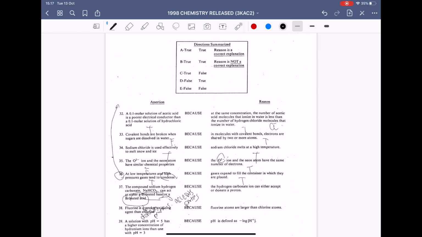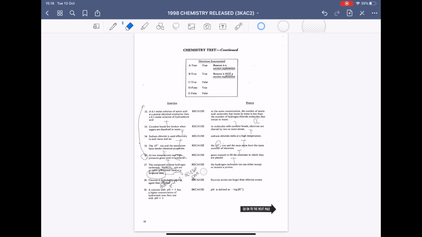So this question is asking if NaHCO3 is amphoteric, which means that it can be both an acid and a base. And this is true because bicarbonate, or NaHCO3, is definitely amphoteric, as it can accept and donate a proton. That's true, because hydrogen carbonate can either accept or donate. And it should also be a CE, because the reason NaHCO3 is amphoteric is because it can accept or donate a proton.